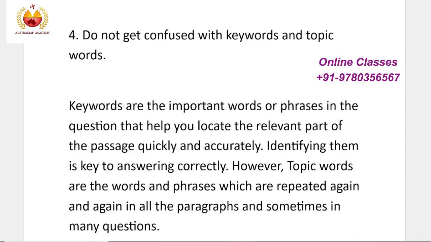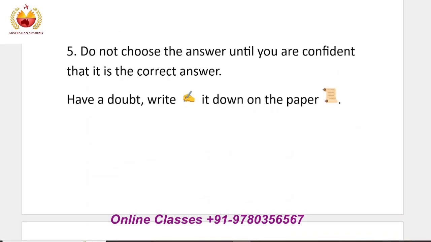Next, number 5. Do not choose the answer until you are confident that it is the correct answer. If you have a doubt on any question, it's better to write it down on paper. In the real exam, you will be given pen and paper, and you will have them with you throughout the reading. Let's say I have read a question and I have a doubt that the answer can be A, but I'm not 100% sure. So instead of choosing it right there, I should write it down on the paper, and later I can change it if I actually get this question's answer in some other paragraph.